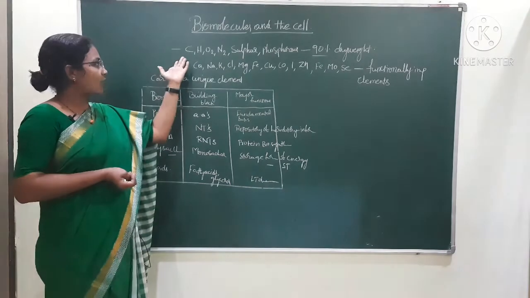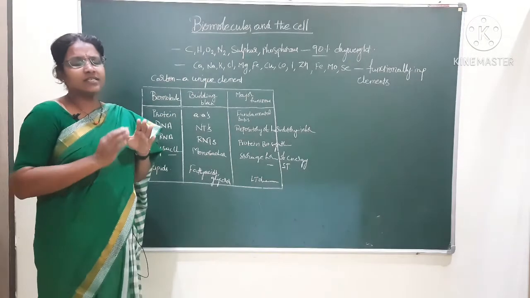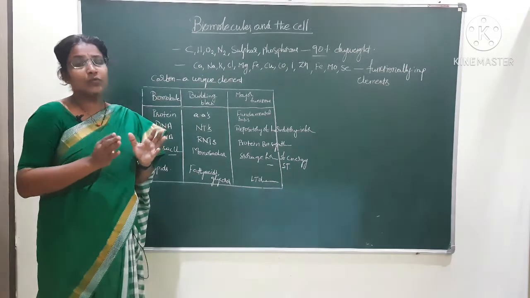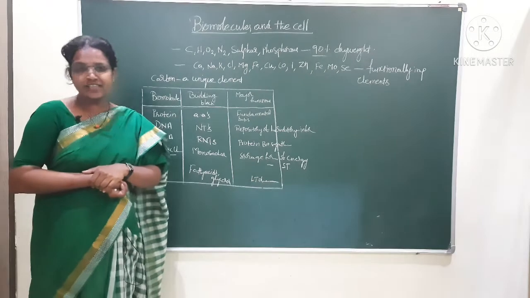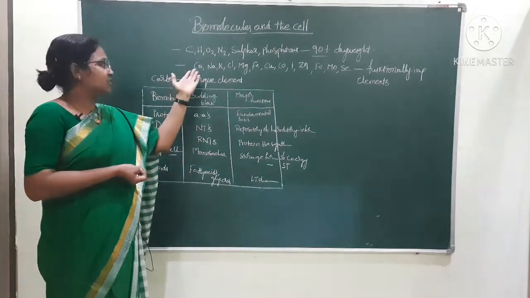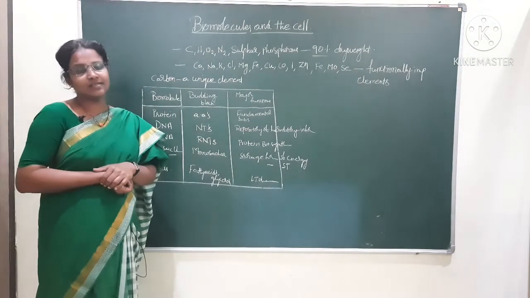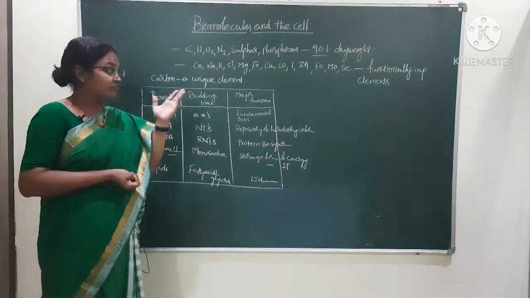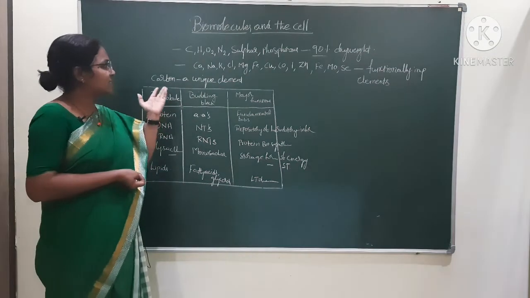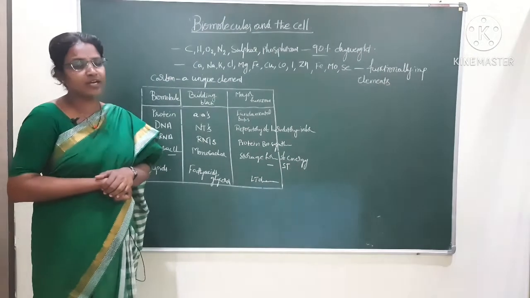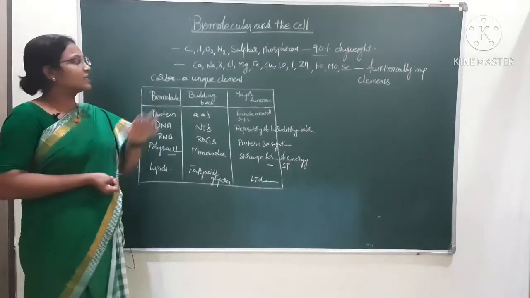The elements are carbon, hydrogen, oxygen, nitrogen, sulfur, phosphorus. These are all the elements which are present in living organisms. They form 90% of the dry weight in the body. And calcium, sodium, potassium, chlorine, magnesium, iron, copper, cobalt, iodine, zinc, molybdenum, selenium. These are all present in the cell. They play a functionally very important role. So these are the different types of elements.